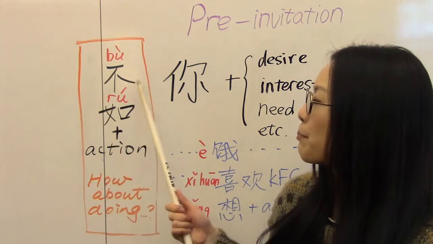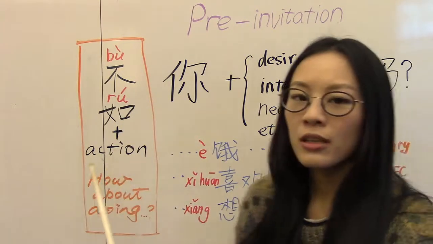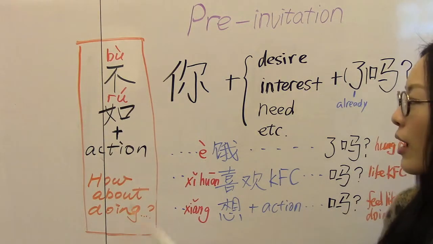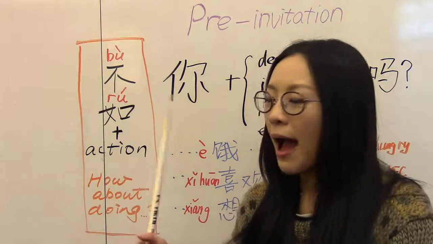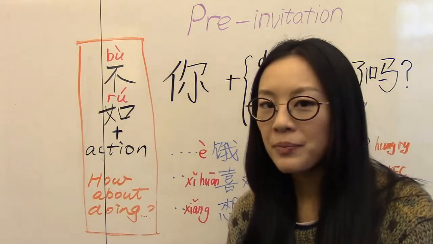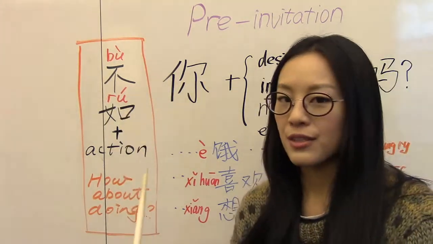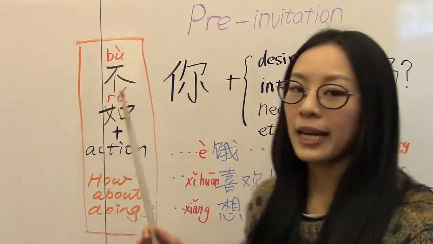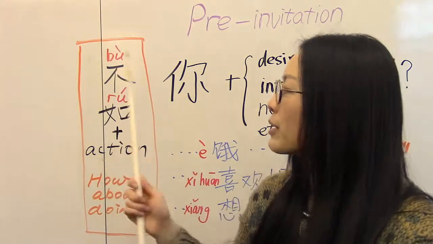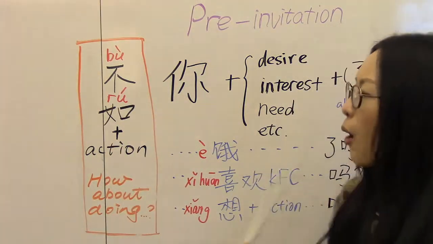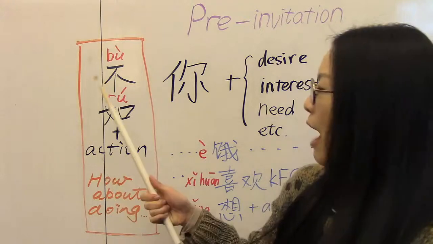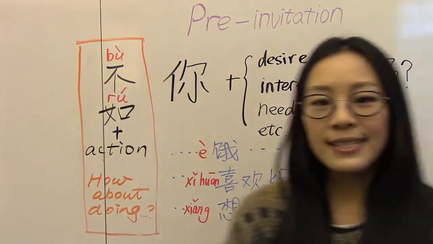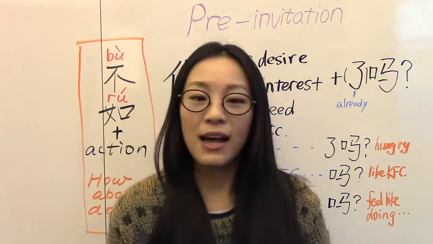So you can say 不如 plus action. So here is 不如去吃 KFC 吧. So basically you're saying, how about going to get some KFC? And the subject of this sentence is optional because you can put 我们 at the very beginning of the sentence, 我们不如去吃 KFC, or insert 我们 after 不如, 不如我们去吃 KFC. And this can be generalized to many other occasions.